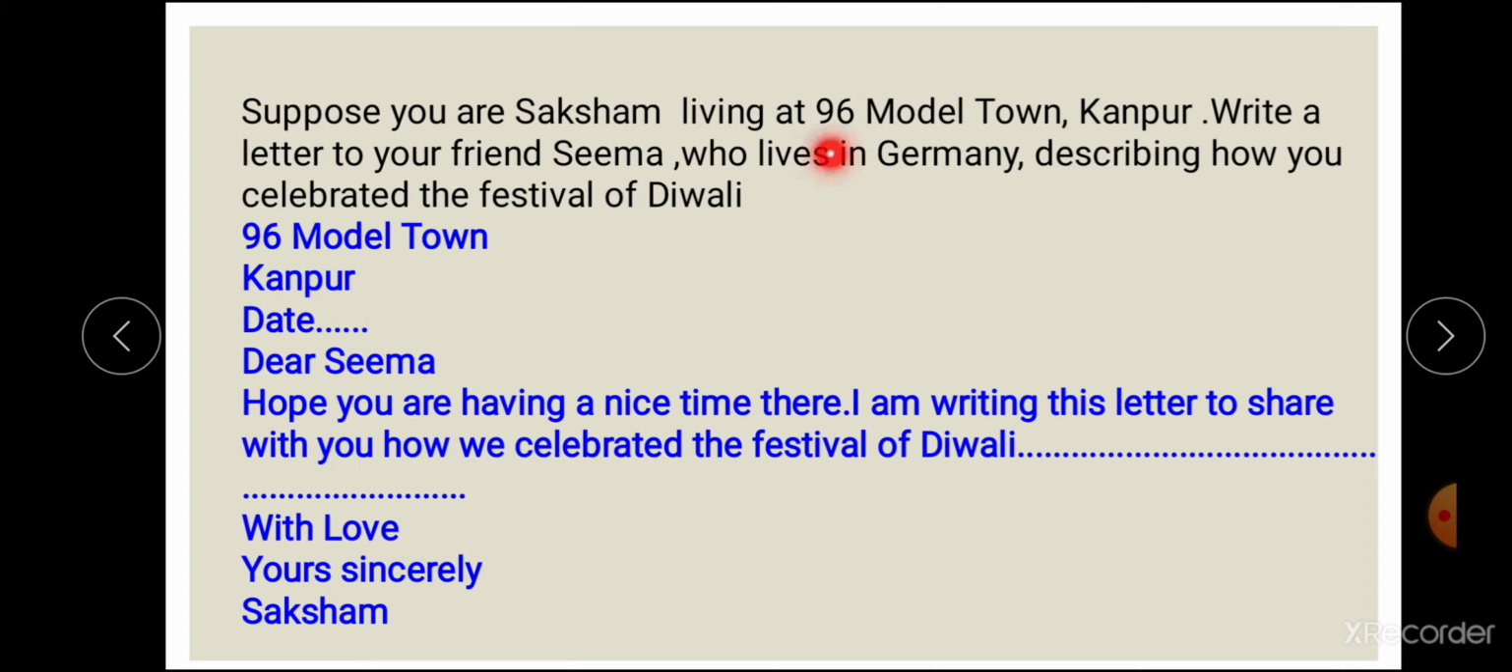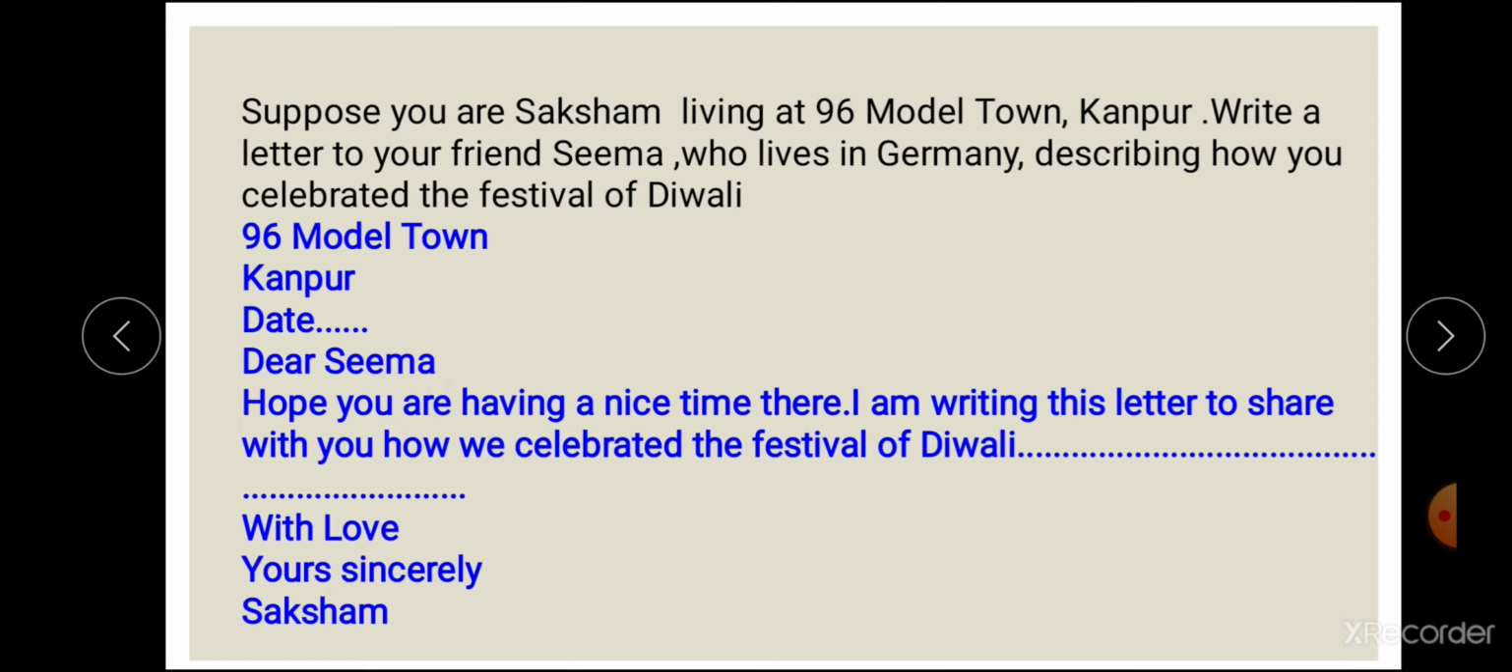But if no address is given to you, then you can write examination hall, and then ABC city also. Below this address, write the date, in a proper format. Then students, write the salutation. Here we have to write this letter to friend Seema, so write dear Seema.